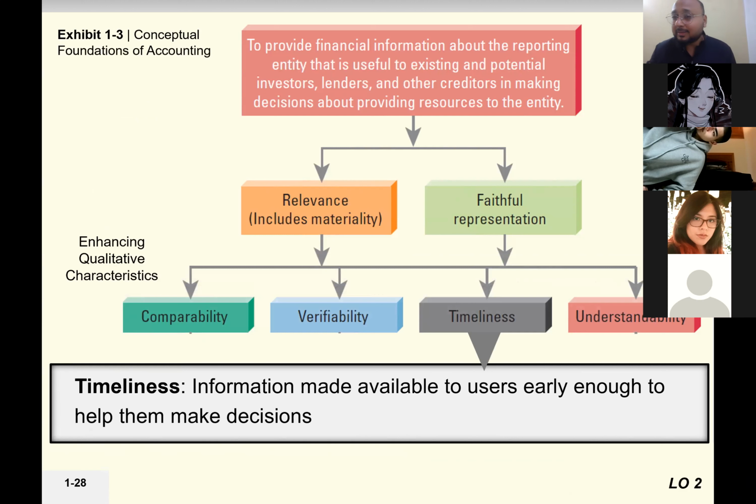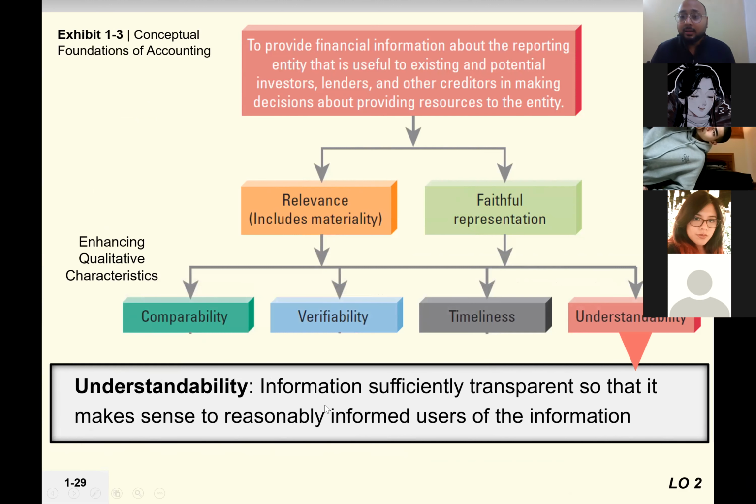Understandability. The data should be in language which can be understood even by those who know little about accounting. Right? Information should be sufficiently transparent so that it makes sense to reasonably informed users. Reasonably informed, not people who have no idea about accounting. Even if you have a basic accounting knowledge because you are in a bachelor's program, you can read that. You don't need to be an expert or do some chartered accounting stuff or CPA or something. Even you can understand what it means. So we will learn about that, different terminologies.